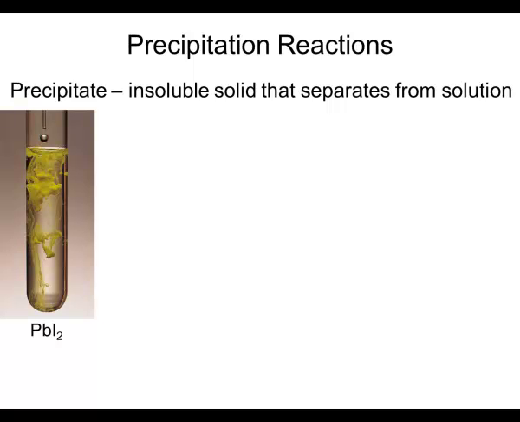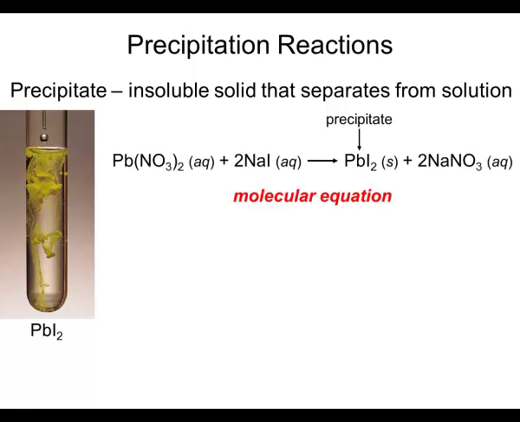Precipitation reactions. A precipitate is an insoluble solid that separates from solution. Here's a picture of lead iodide. The molecular equation shows that lead nitrate, when reacted with sodium iodide, will form a precipitate, a solid, of lead iodide plus sodium nitrate aqueous.